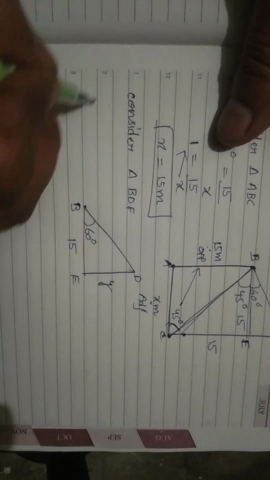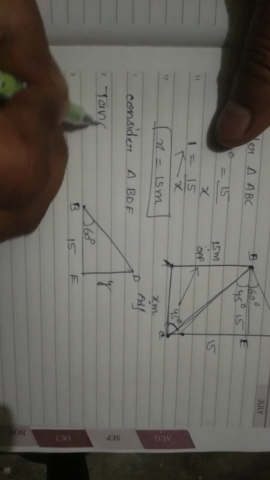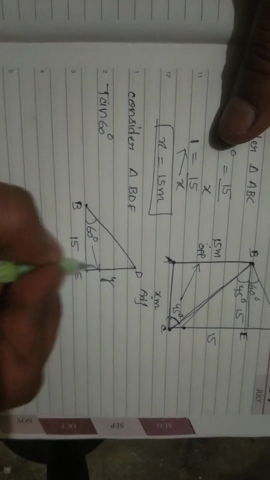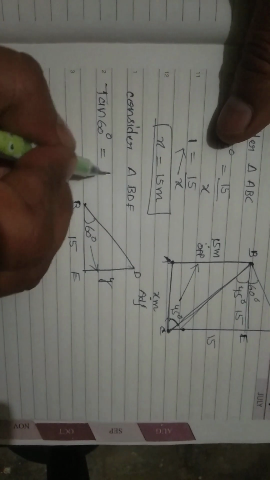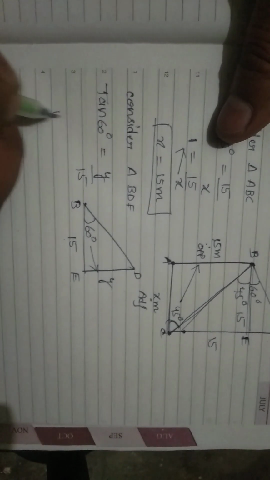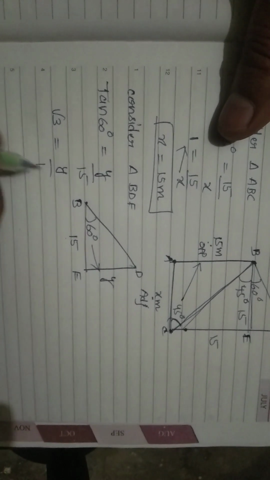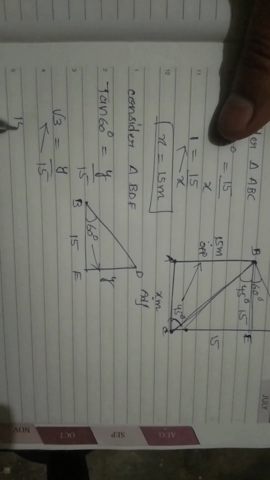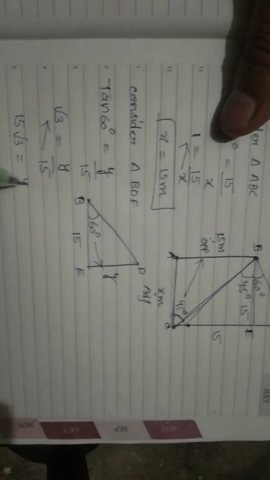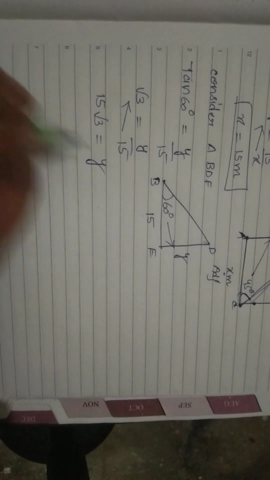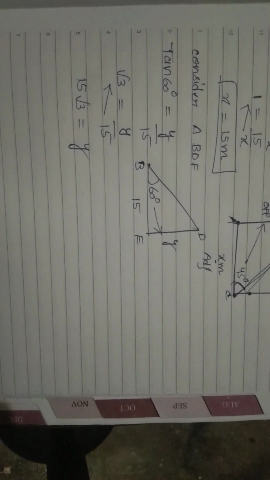As again we will use the tan ratio, because this side will be the opposite side and this side will be the adjacent side. Tan 60 is equal to y by 15. We know that the tan 60 value is root 3, so root 3 is equal to y by 15. Cross multiplication, 15 into root 3, 15 root 3 is equal to y. So we got the value of y also as 15 root 3.